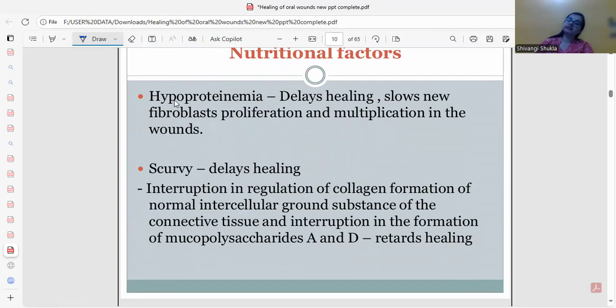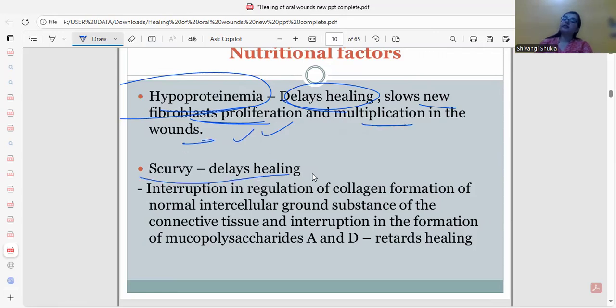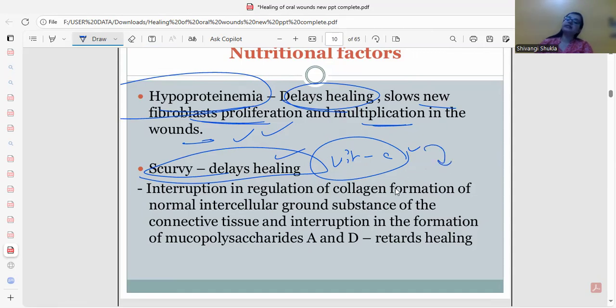The nutritional factors responsible can be hypoproteinemia, that would also delay the healing. It will slow down the new fibroblast proliferation and multiplication in the wounds. The scurvy would also delay the healing because there is always lack of vitamin C की वजह से होता है ना scurvy, vitamin C deficiency से. And vitamin C responsible किस लिए है? Collagen formation के लिए. अगर collagen formation ही नहीं हो रहा तो wound healing कैसे होगी? So that will cause an interruption in the regulation of collagen formation of normal intercellular ground substance of the connective tissue.